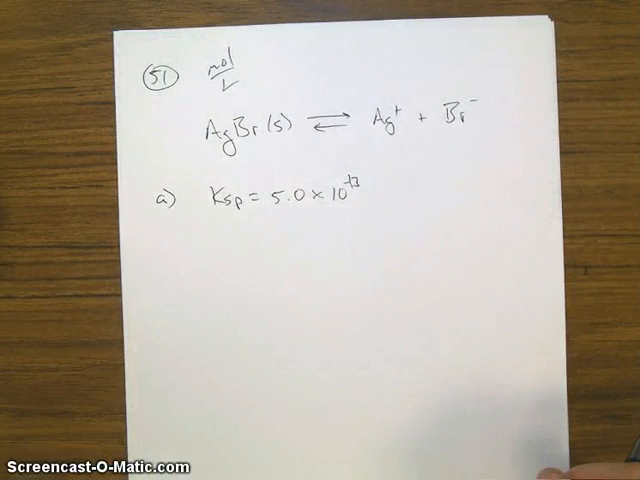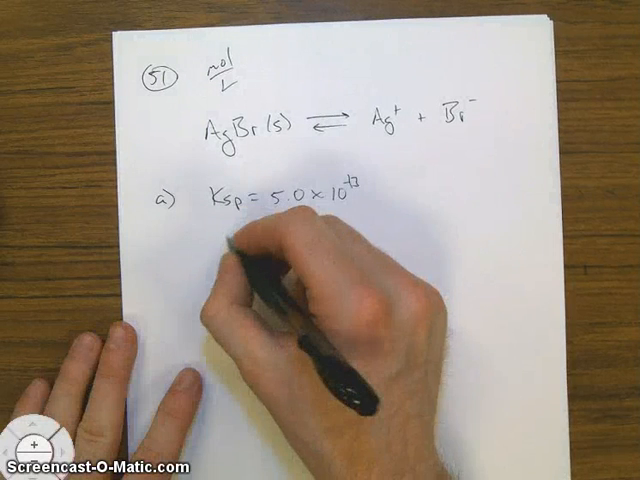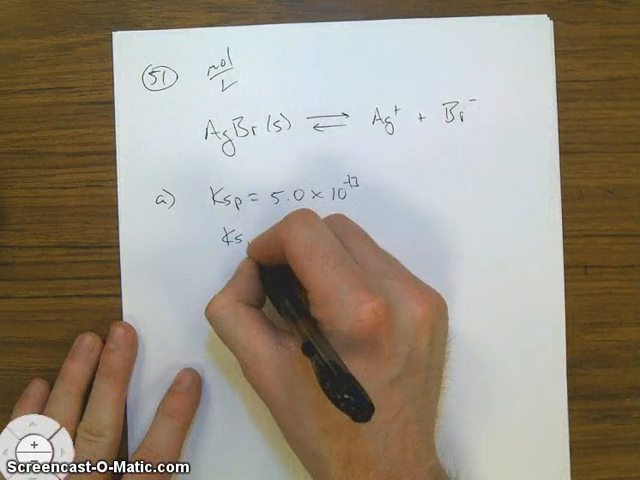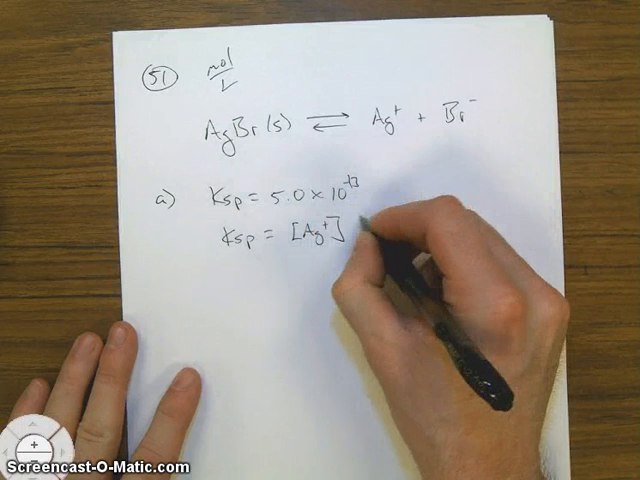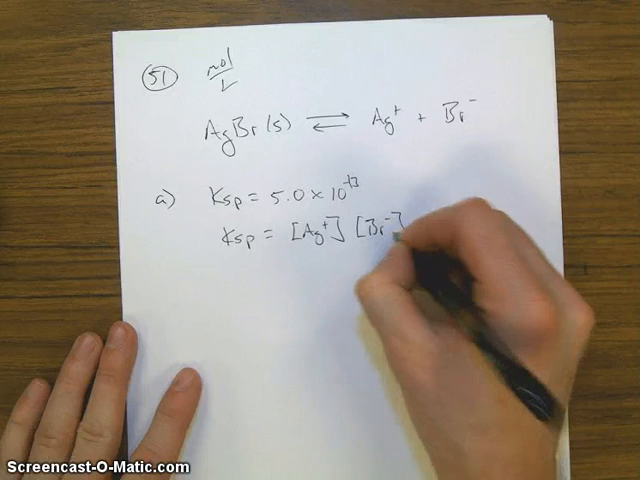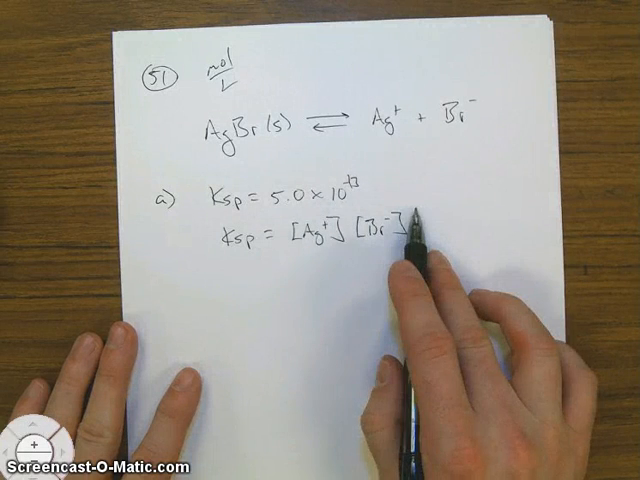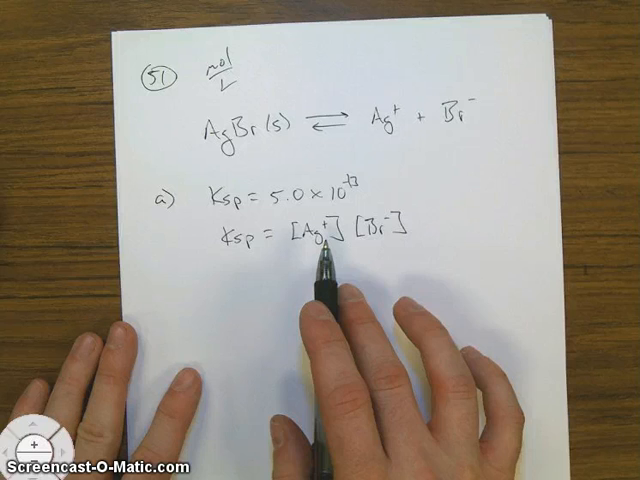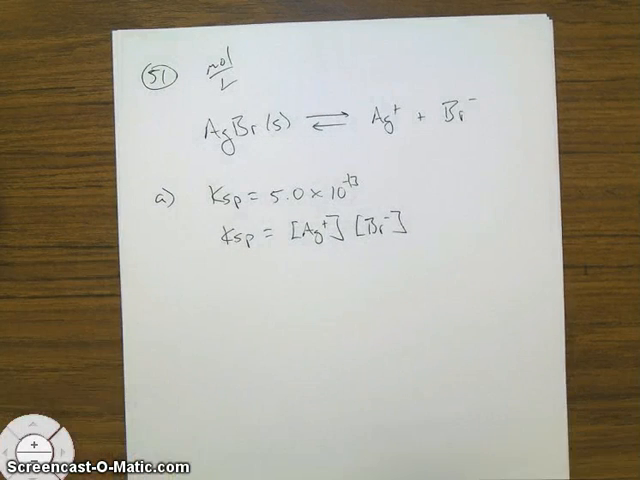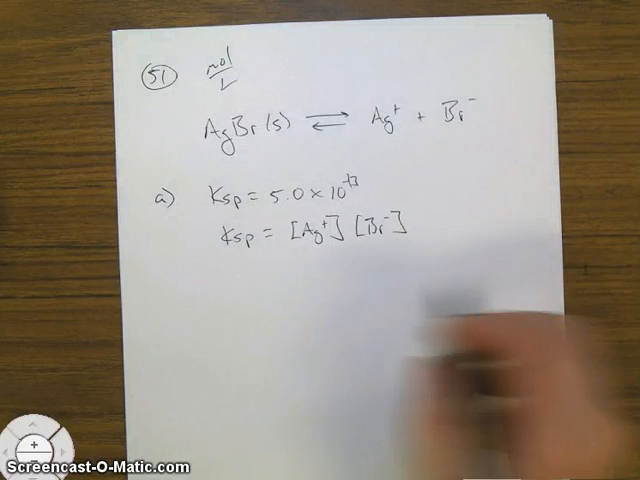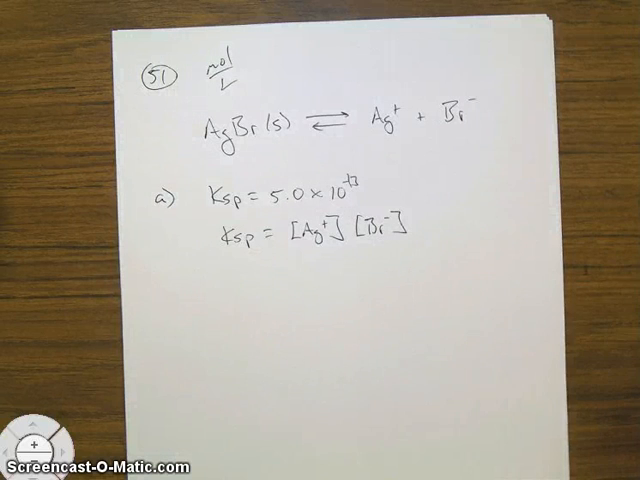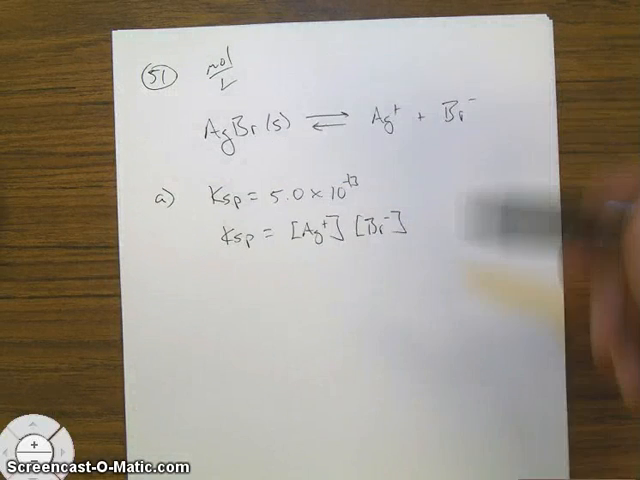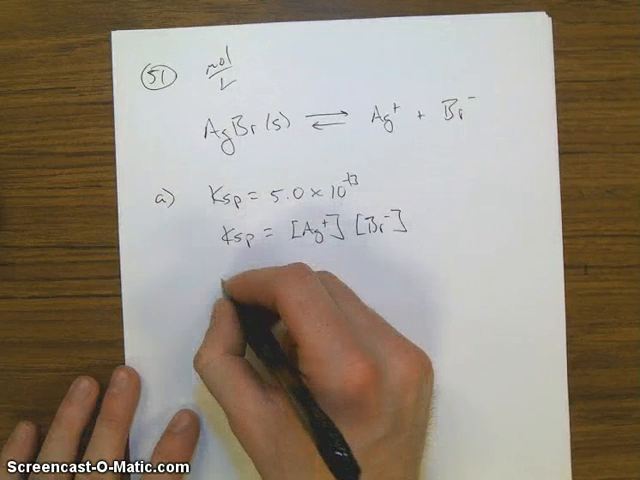All right, now let's write out what KSP is. KSP is equal to the concentration of the silver ions times the concentration of the bromide ions, and it's to the power of their coefficients, but the coefficients are 1, so simply it's just the silver ions times the bromide ions, and there you go. That's your KSP. You don't divide it over the reactants because the reactant is solid, and remember we don't write out equilibrium expressions dealing with solids or liquids. So I'm going to solve this one backwards.